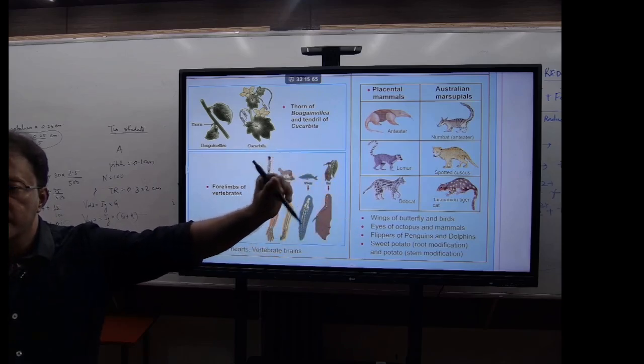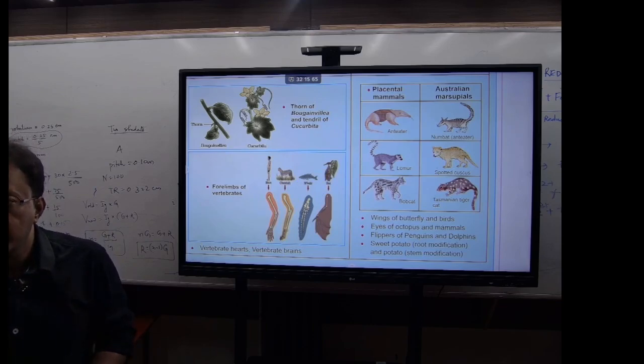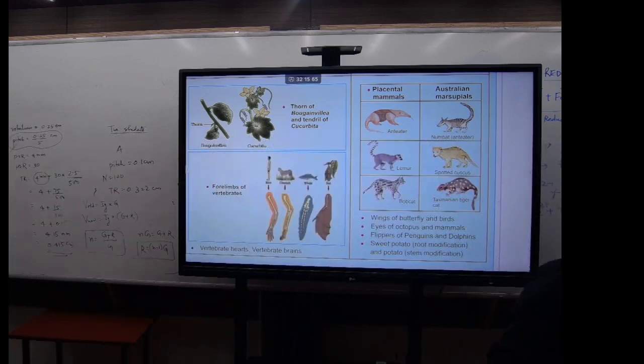What is a penguin? What type of vertebrate is it? You know penguin, right? Is it a fish, reptile, amphibian, bird, mammal? No, seriously, you don't know what a penguin is. Penguin is a bird.